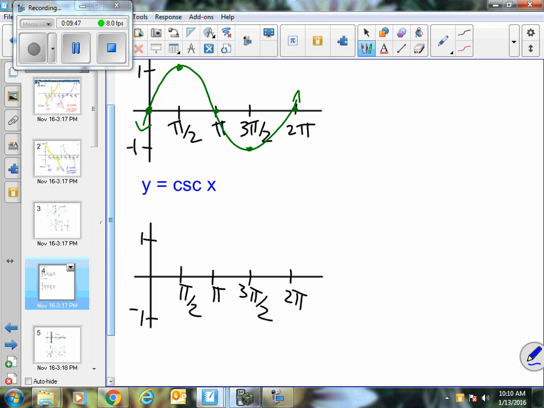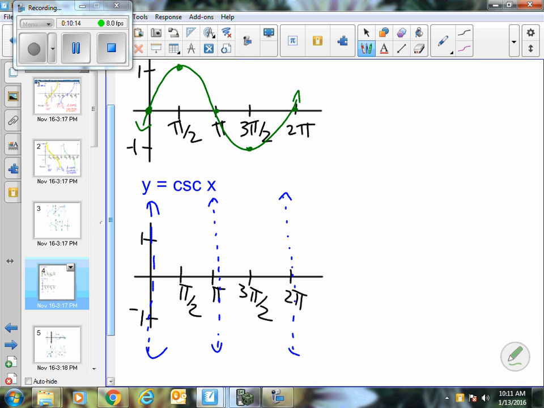So at 0, sine is 0. So the reciprocal of 0 is undefined. So you're going to have undefined places on this graph. So where else would cosecant be undefined? Well, it's going to be every other location where sine is 0, which happens at pi and 2 pi. So when you're thinking about what happens on cosecant, anywhere sine is 0, cosecant will be undefined.